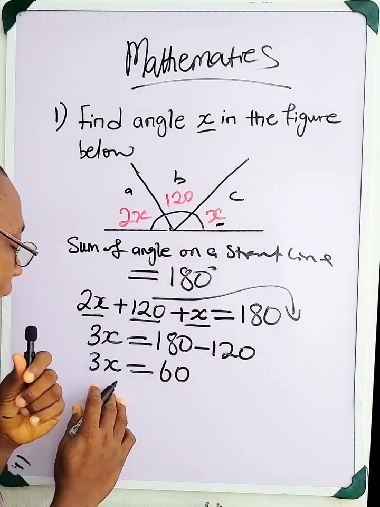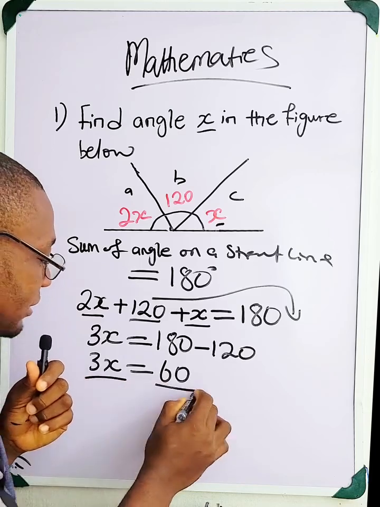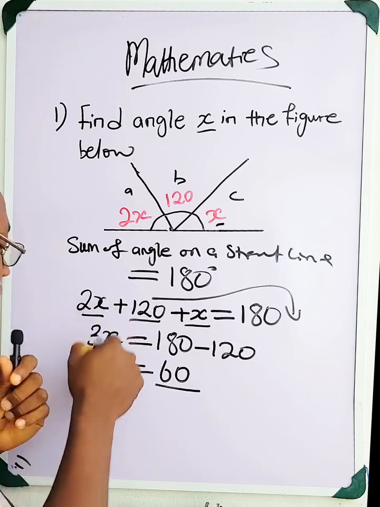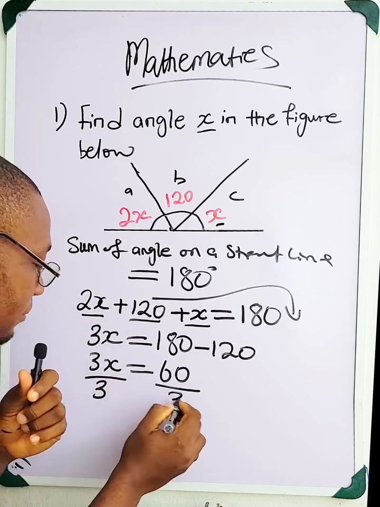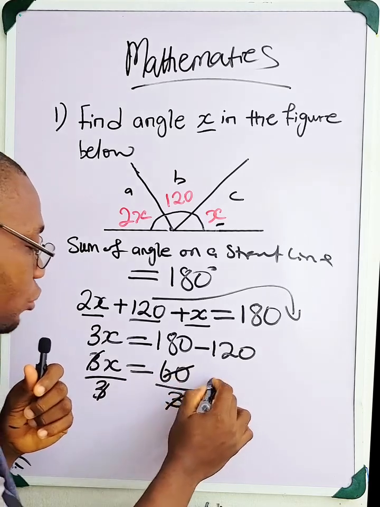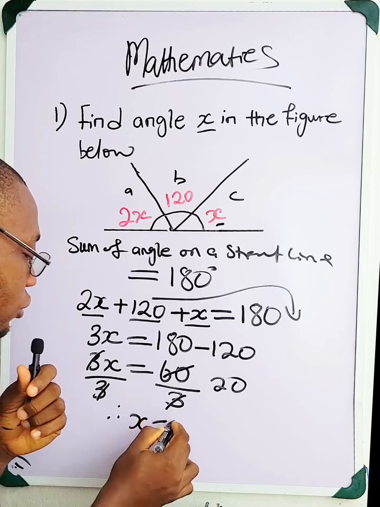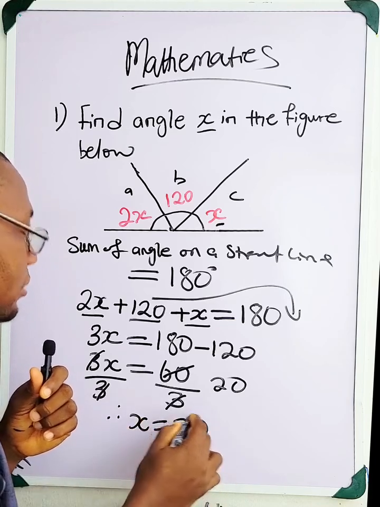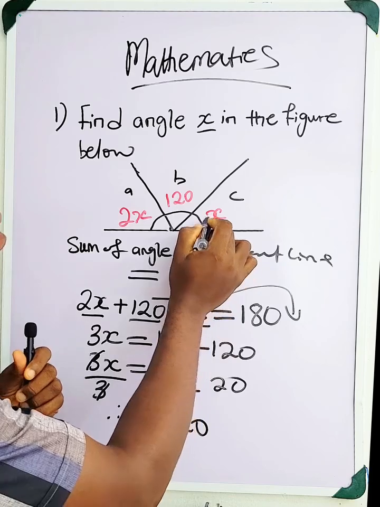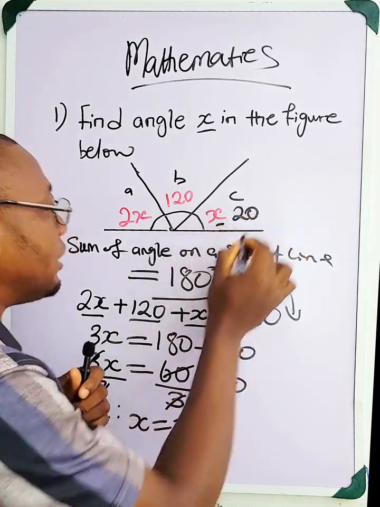To get the value of x, we need to make x the subject of the formula by dividing both sides of the equation by the coefficient of x, which is 3. 3 can cancel 3. 60 divided by 3 gives you what? 20. Therefore, x equals 20. The value of this angle C is 20.